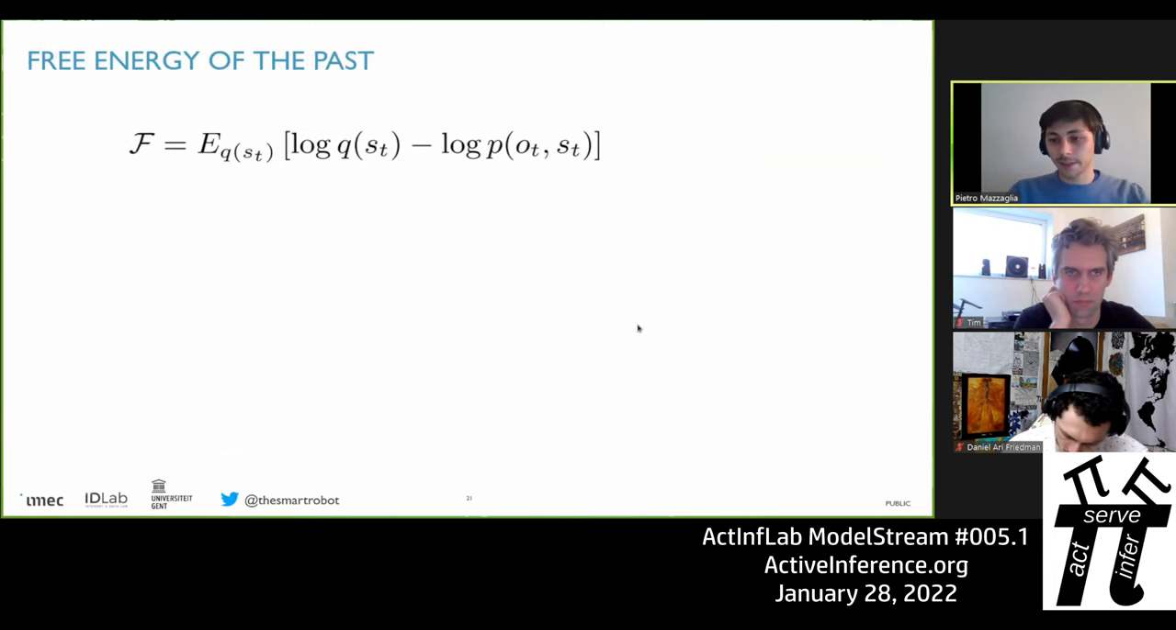So as we've seen before, the free energy path can be summarized with this equation here. Here I'm just talking about one moment in discrete time steps. Instead, the paper presented it for all sequences by using the tilde notation, while here we're just considering one time step at a time.